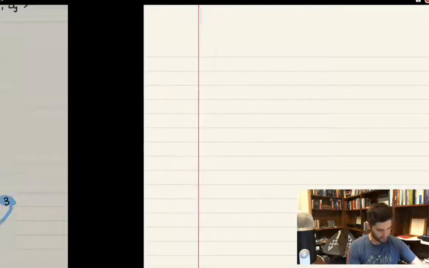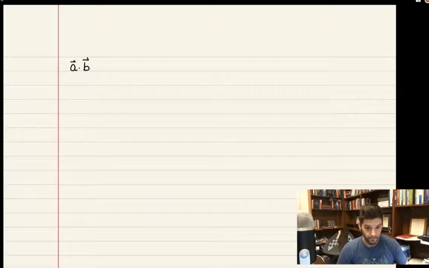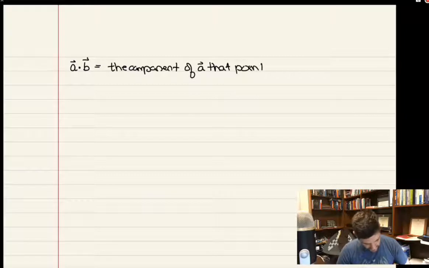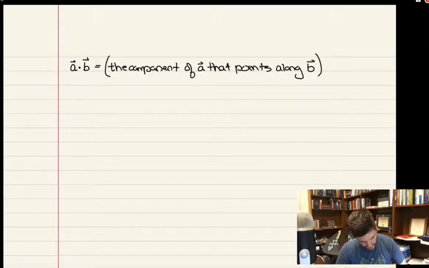Now what we're going to see is that this result is true in general. I'll write down the answer and then I'll prove it. A dotted with B is the same thing as the component of A that points along B, and then is also multiplied by the magnitude of B.